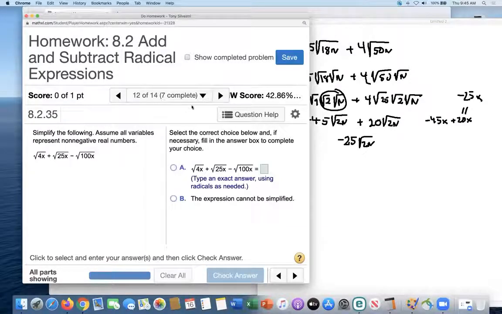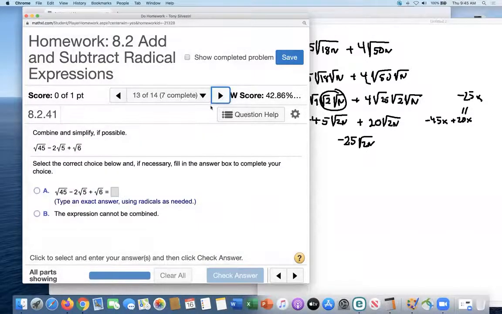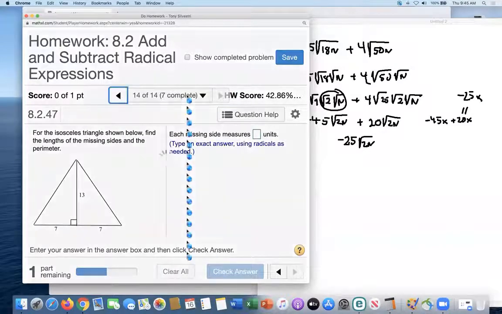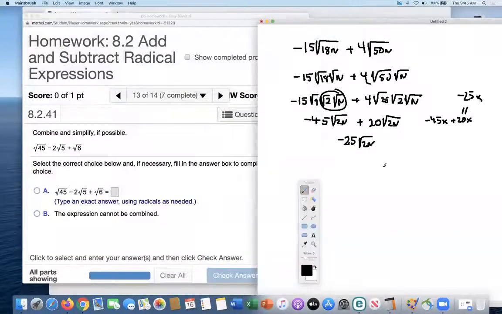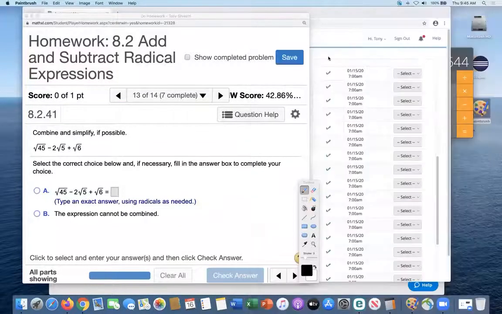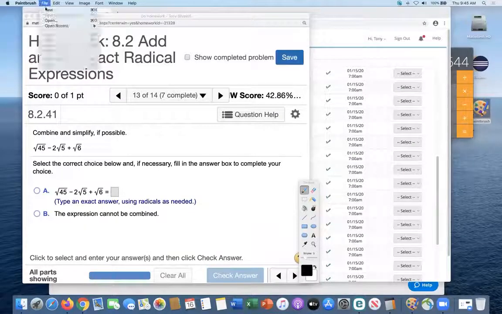I'll let you do that one. I'll do this one. What's the last one? I'll do that one and the triangle, and that'll be it for today. Let's start off fresh. Don't save. File, new.